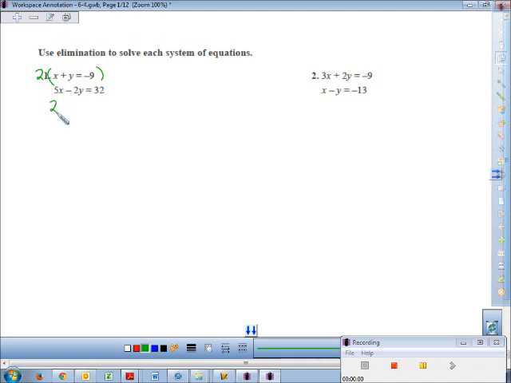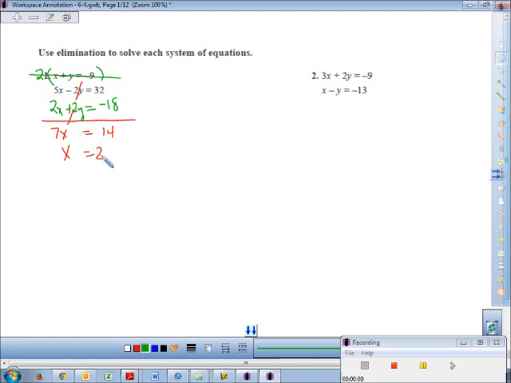I'll take 2 times x and get 2x, and 2 times y is 2y, and equals is still there, and 2 times negative 9 is negative 18. Then I'm going to get rid of this one. Now I can add these two equations together and get a variable to cancel out. The y's will go away. So I'll have 7x equals 32, and a negative 18 is 14, and then that means x equals 2. And that means I will have a solution because there's still a variable left with this. There'll be one solution to this.